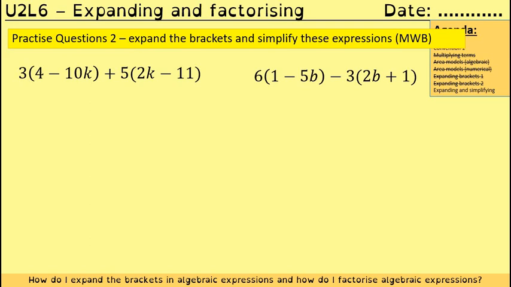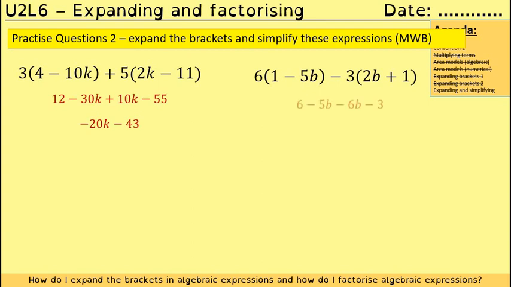So when we multiply out the brackets, we are going to get 12 from 3 times 4, negative 30k from 3 multiplied by negative 10k. We will get plus 10k from positive 5 multiplied by positive 2k, and then negative 55 from positive 5 multiplied by negative 11. Collecting the like terms in this expression gives us negative 20k take away 43. You may have got a rearranged version of this, negative 43 take away 20k, that's fine as well.